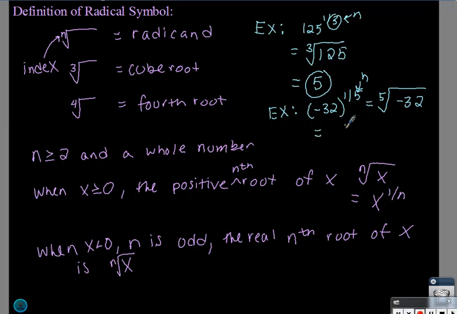So I want to think about what number to the 5th power is going to give me negative 32, and that is negative 2, just going through our list. 2 squared is 4, 2 cubed is 8, 2 to the 4th is 16, so 2 to the 5th is 32. And since I have a negative number under my radicand, my answer is going to be negative. So there's another example of how you can do radicals with nth roots.